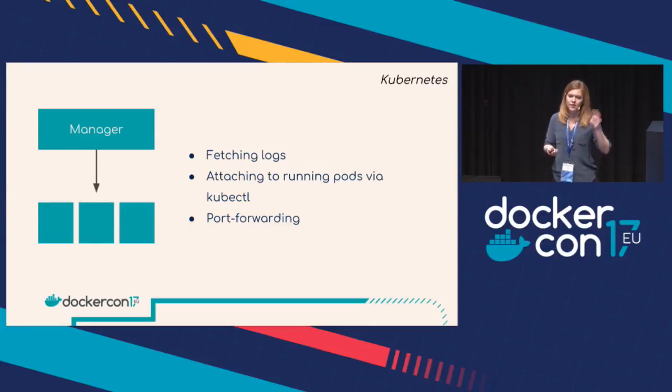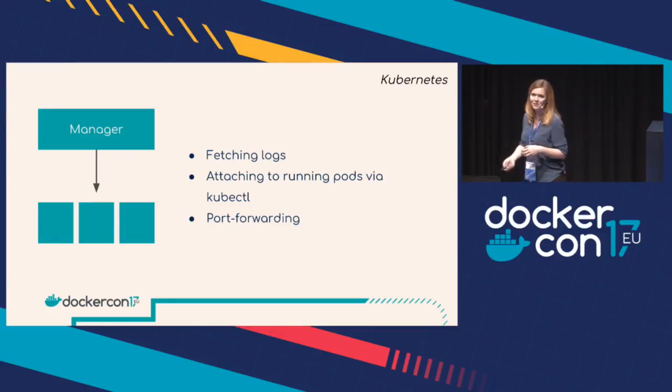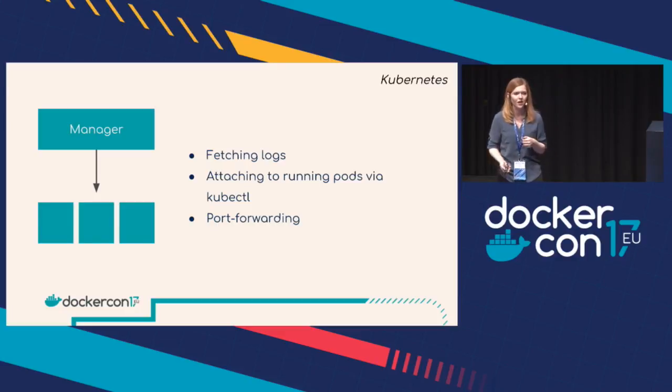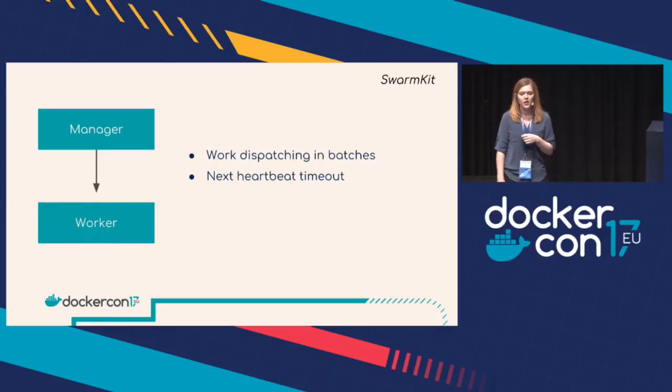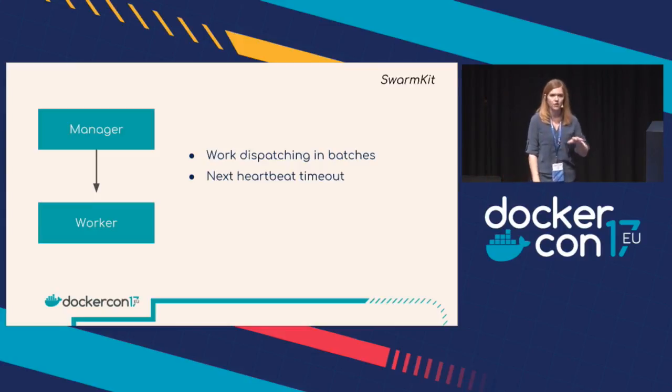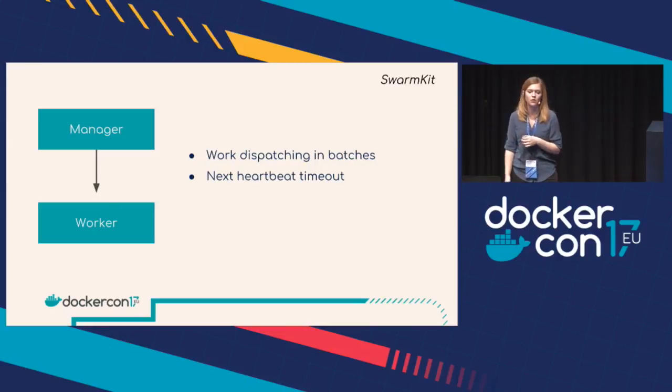For example, in Kubernetes, the manager will reach out down to the cluster for a couple operations, probably more than are on this slide, but these are the most interesting ones: fetching logs, attaching to running pods, port forwarding, etc. Those are all manager-to-cluster communication patterns. In SwarmKit, we also have the manager sending stuff down the pipe to the worker. This is work dispatching in batches, and we'll talk about that more in depth in just a little bit. And then the manager also sends the next heartbeat timeout. This is really important, and I'll tell you why when we get to rate control.